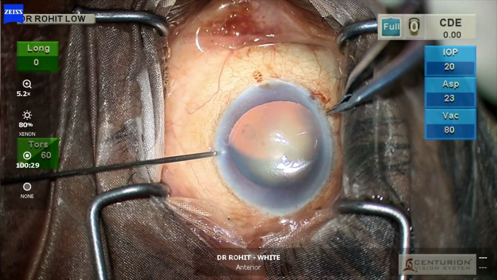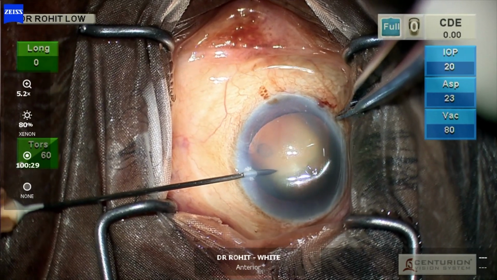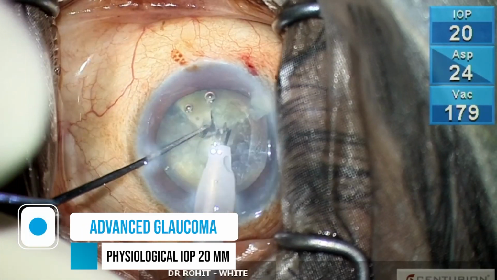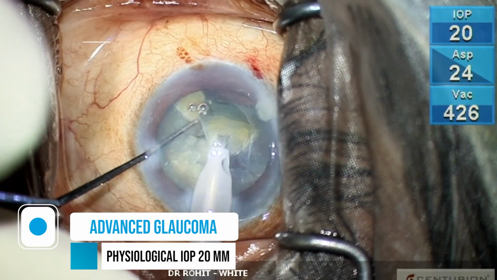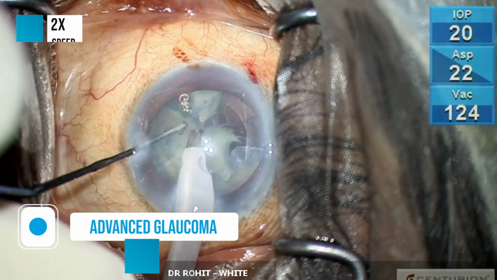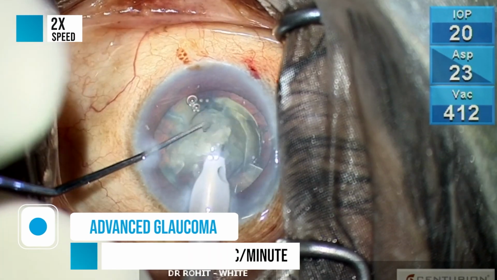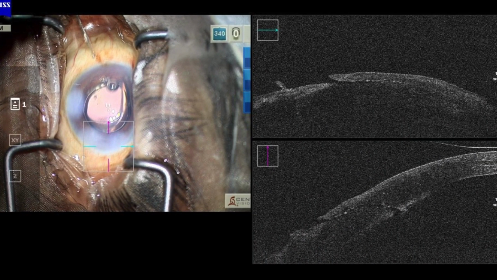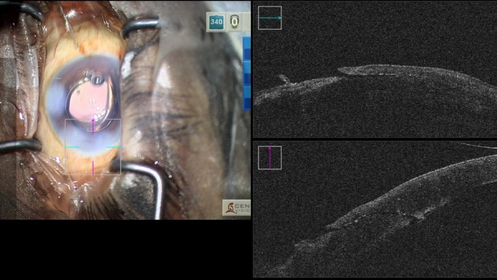Side port incision is calibrated with the chopper for extra stability. You can see stable chamber throughout the surgery at physiological 20 mm IOP settings. There is no risk of wipeout syndrome. The case is closed with low IOP.